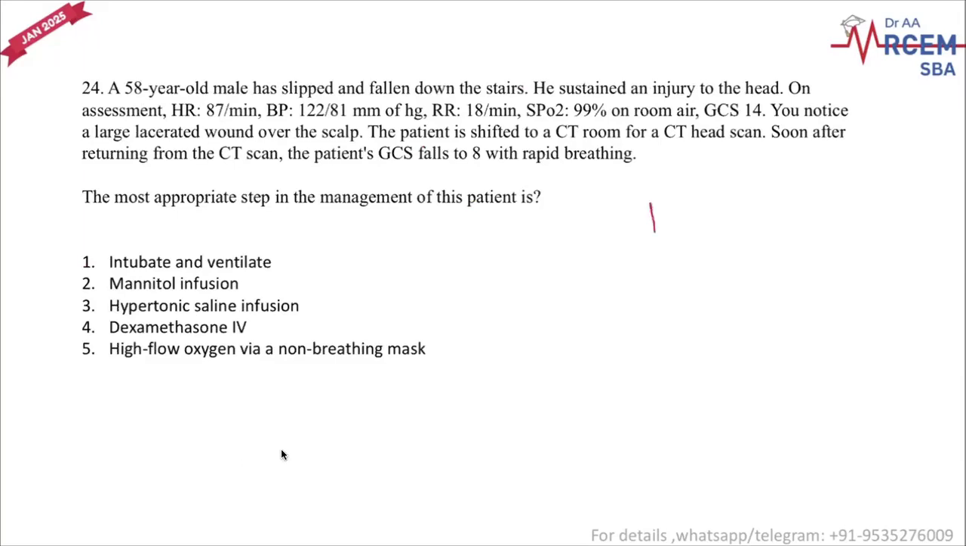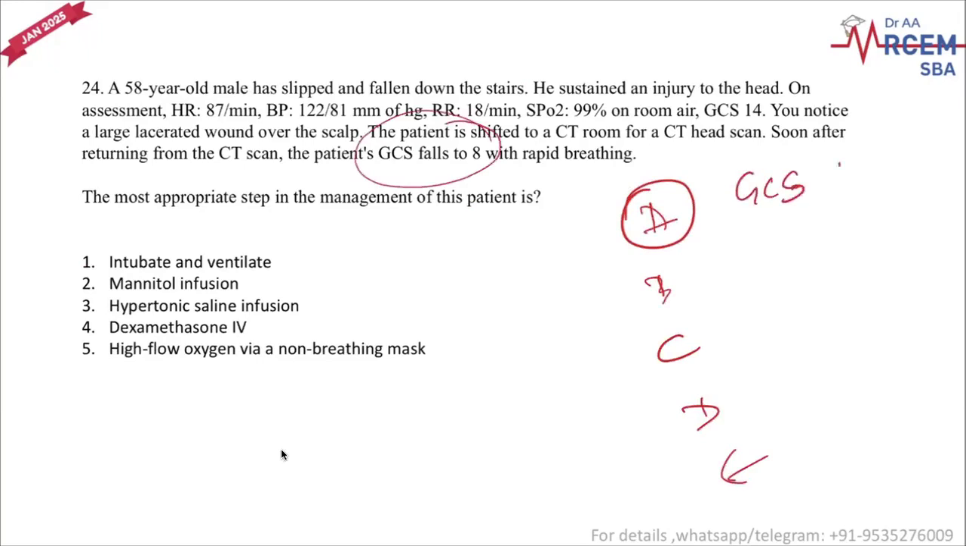Again, we'll be going according to airway, breathing, circulation, deformity, and exposure. In airway, is there any indication to get an advanced airway done? Yes, GCS is on the lower side. Any GCS less than 9 is an indication. It is 8, less than 9. So you need to intubate and ventilate this patient.